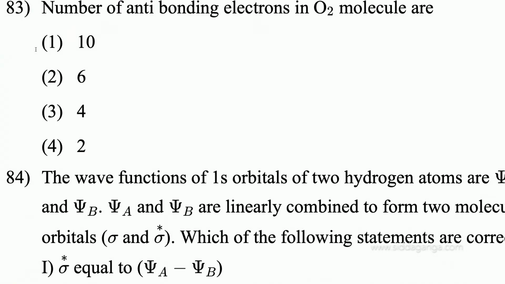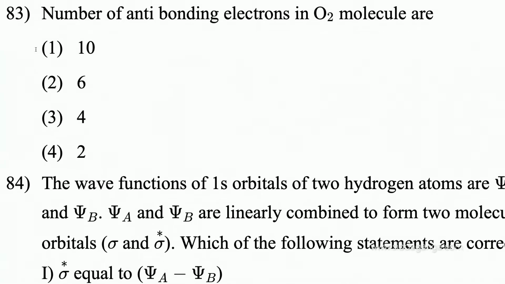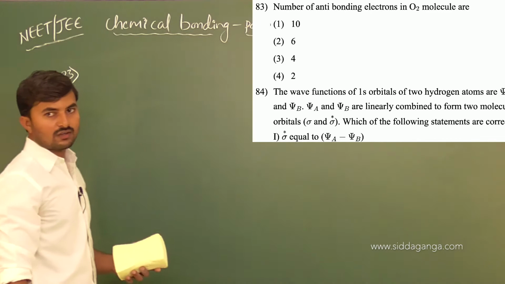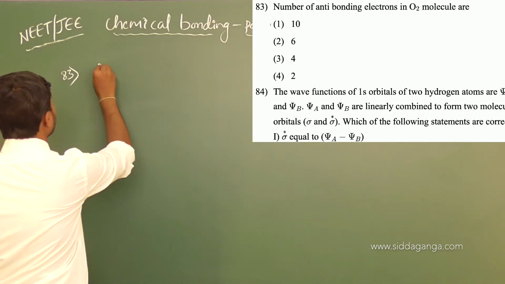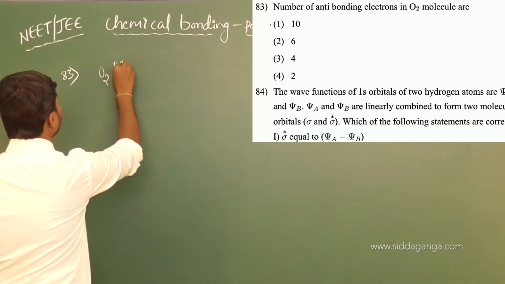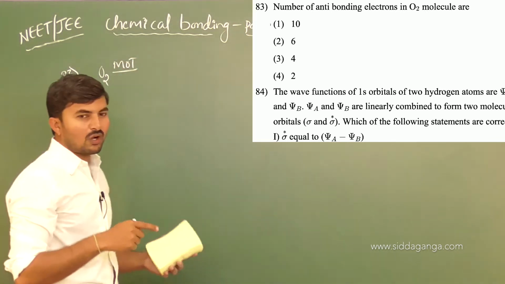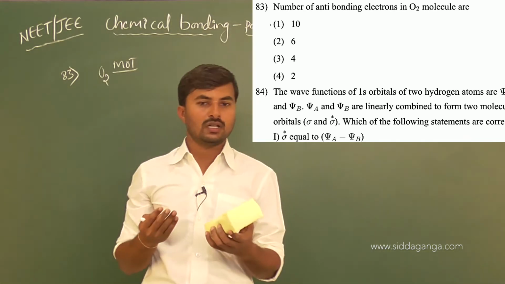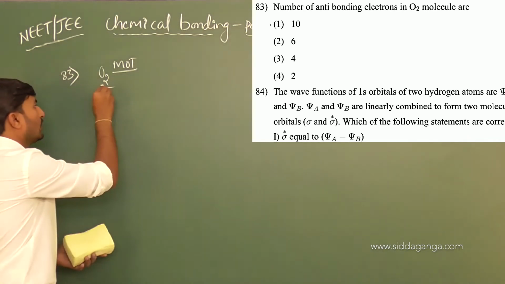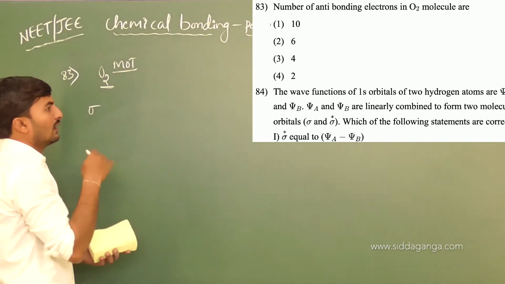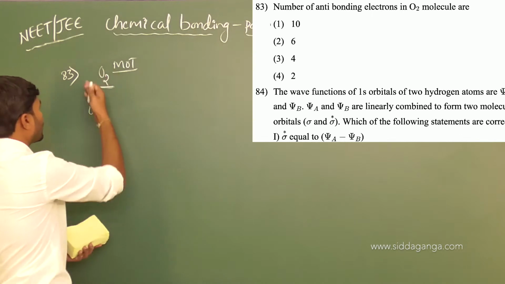So the next question: the number of anti-bonding electrons in the O2 molecule are? This is based on MOT, molecular orbital theory. In order to find out the number of bonding electrons and anti-bonding electrons present in the particular molecule, we have to write the molecular orbital energy level diagram for this oxygen molecule.